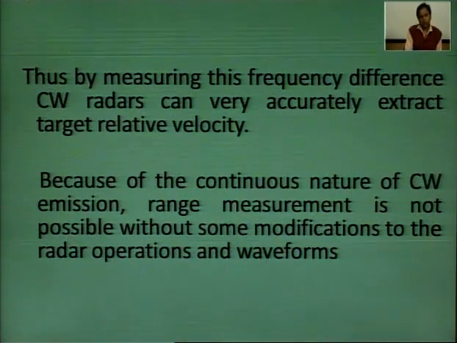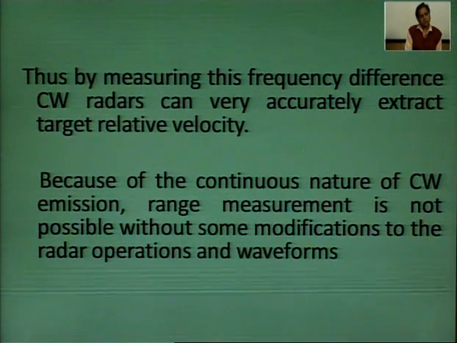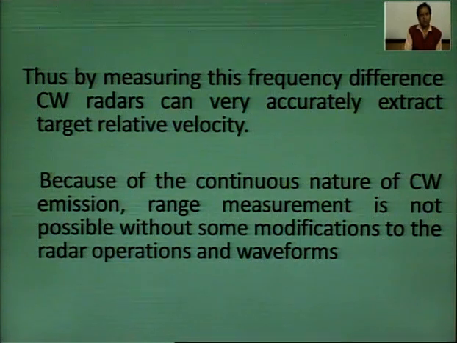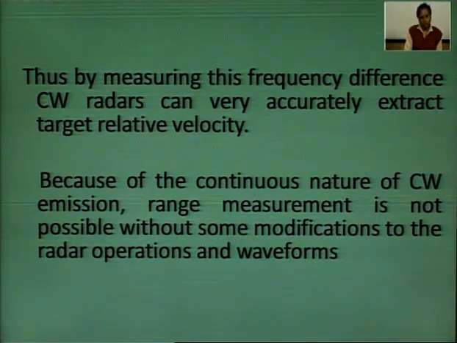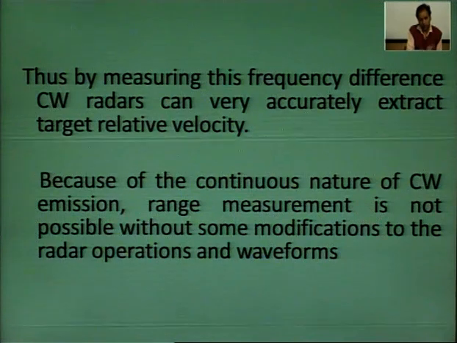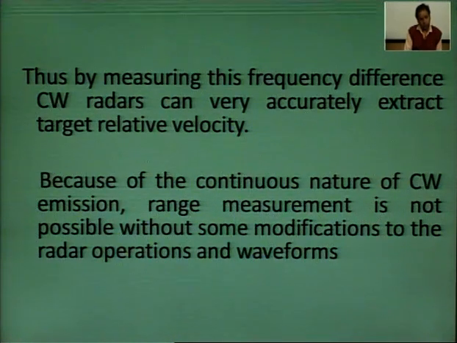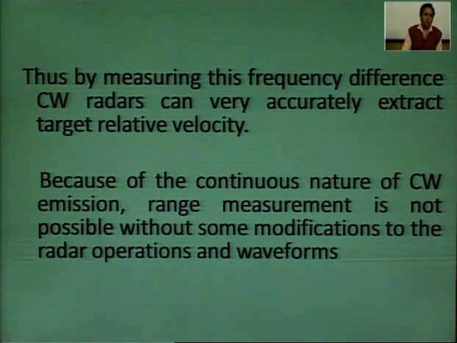If there is delta f, it means there is a relative velocity between the transmitter and receiver, or in other words, either the transmitter or the receiver is moving. So when we have the Doppler frequency shift, we have the velocity also. The proportionate velocity can be calculated if we have delta f.